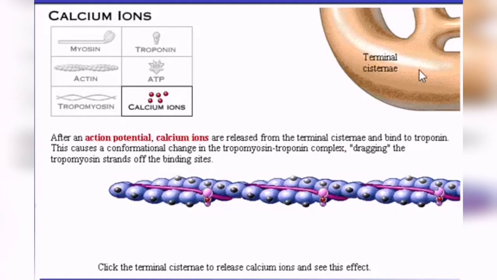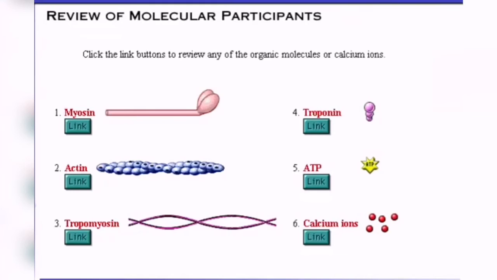Before seeing how all these components work together in a complete cross-bridge cycle, click the link buttons to review any of the organic molecules or calcium ions. The 5 organic molecules.